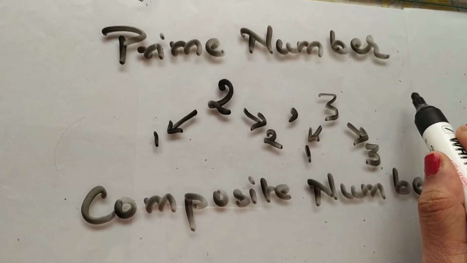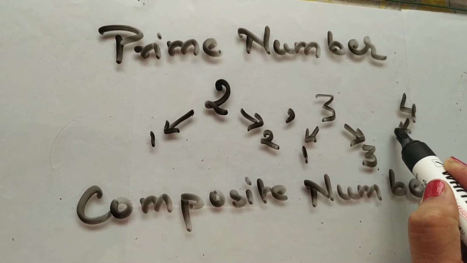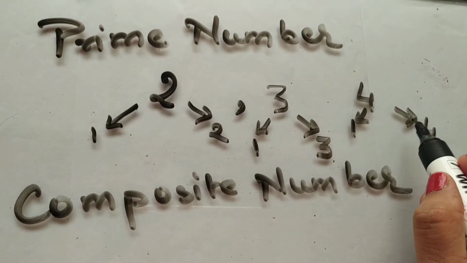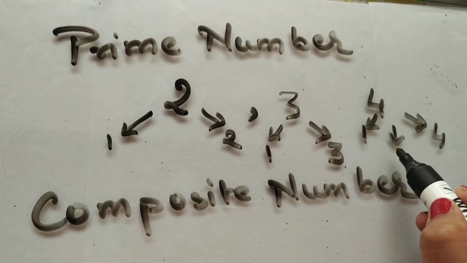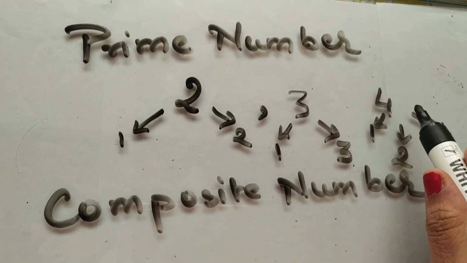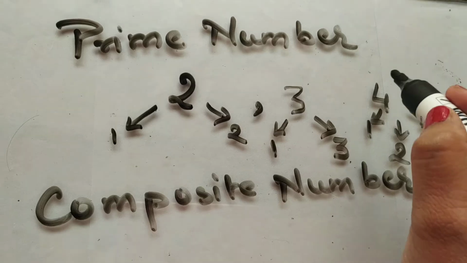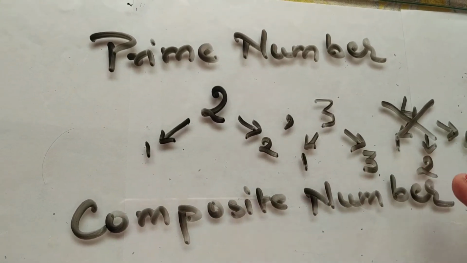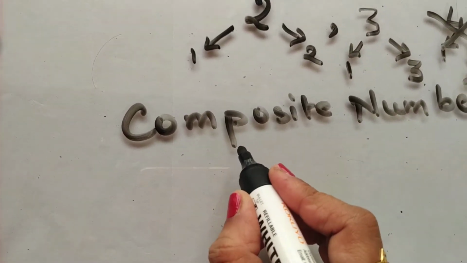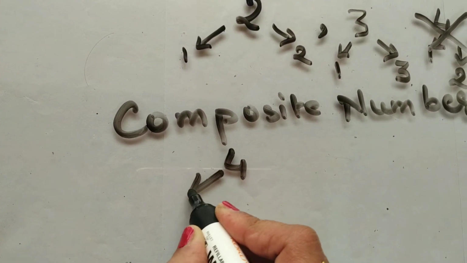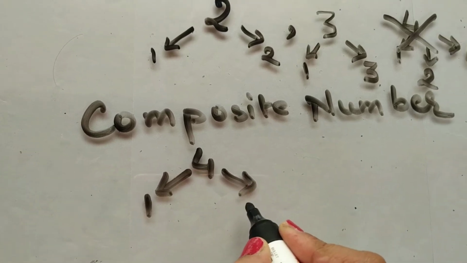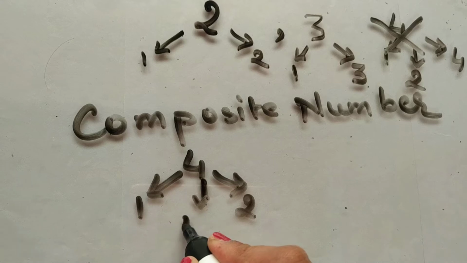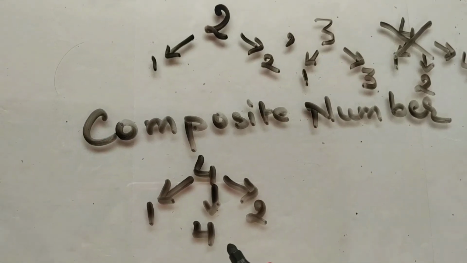Now 4. 4 is divisible by 1, 4 is also divisible by 4, but 4 is divisible by 2 also. 2 times 2 is 4, that means 4 is divisible by 2. So 4 is not a prime number. So if it is not a prime number, what is 4? When a number has more than 2 factors, then it is known as a composite number. So 4 is a composite number.